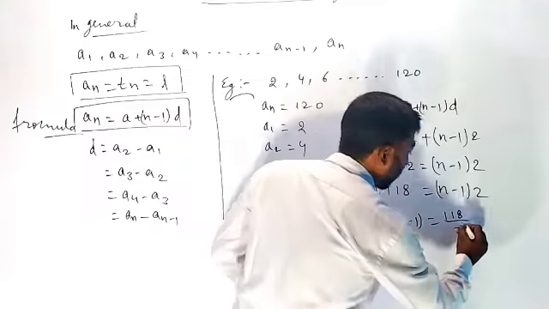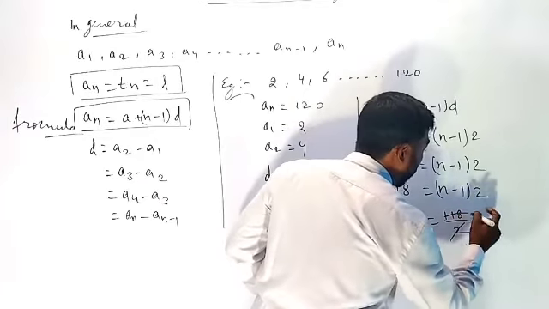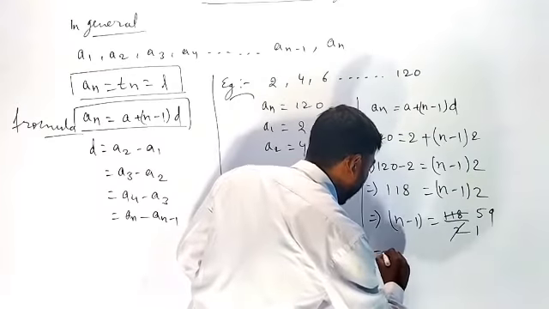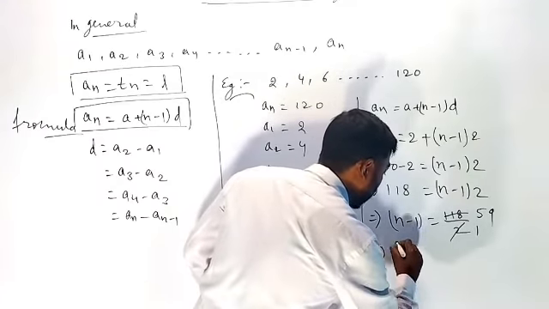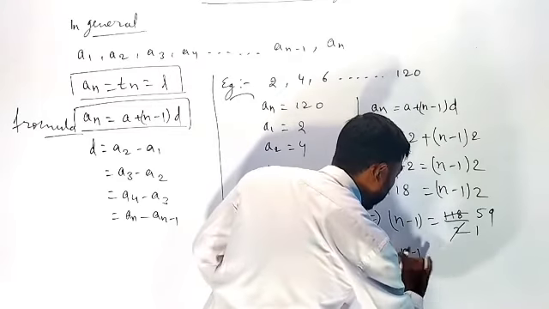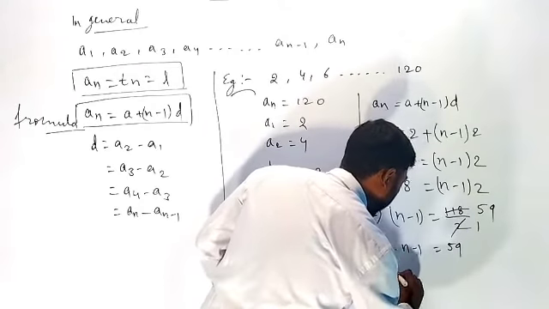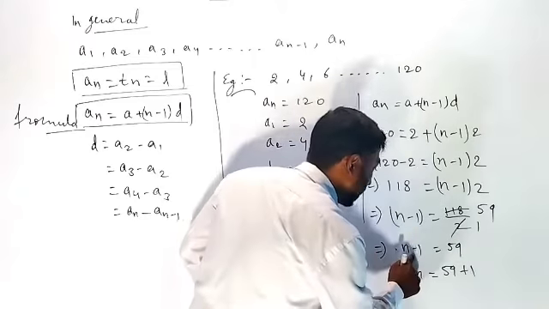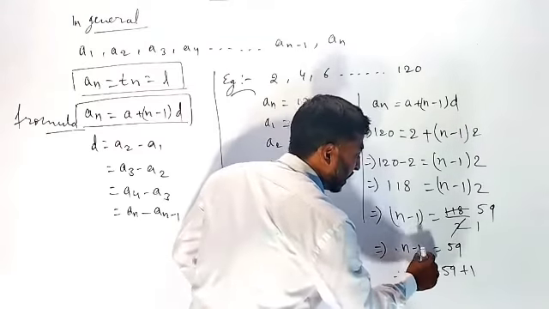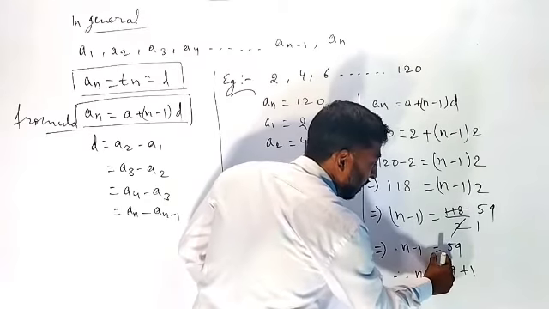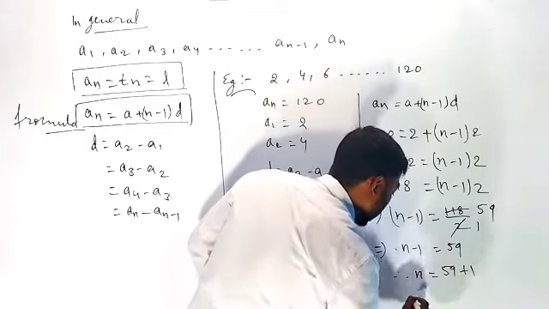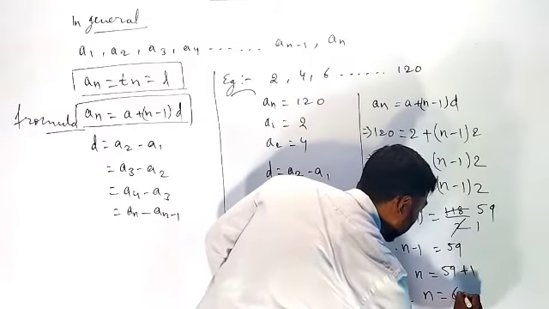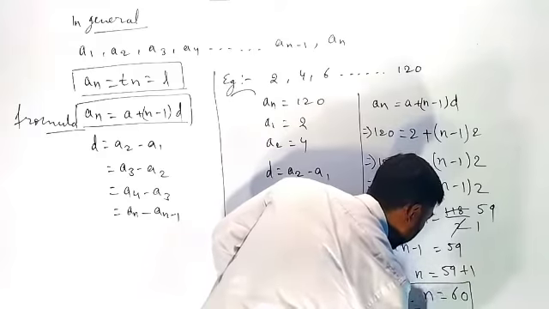Then divide them. 2 ones are 2, 2 fives are 10, 2 nines are 18. Then you get n minus 1 is equal to 59. Therefore, n is equal to 59 plus 1. Here is minus 1, then interchanging this value across the equal sign, you get plus 1. So, therefore, n is equal to 60. That is your solution of this problem, my friend.